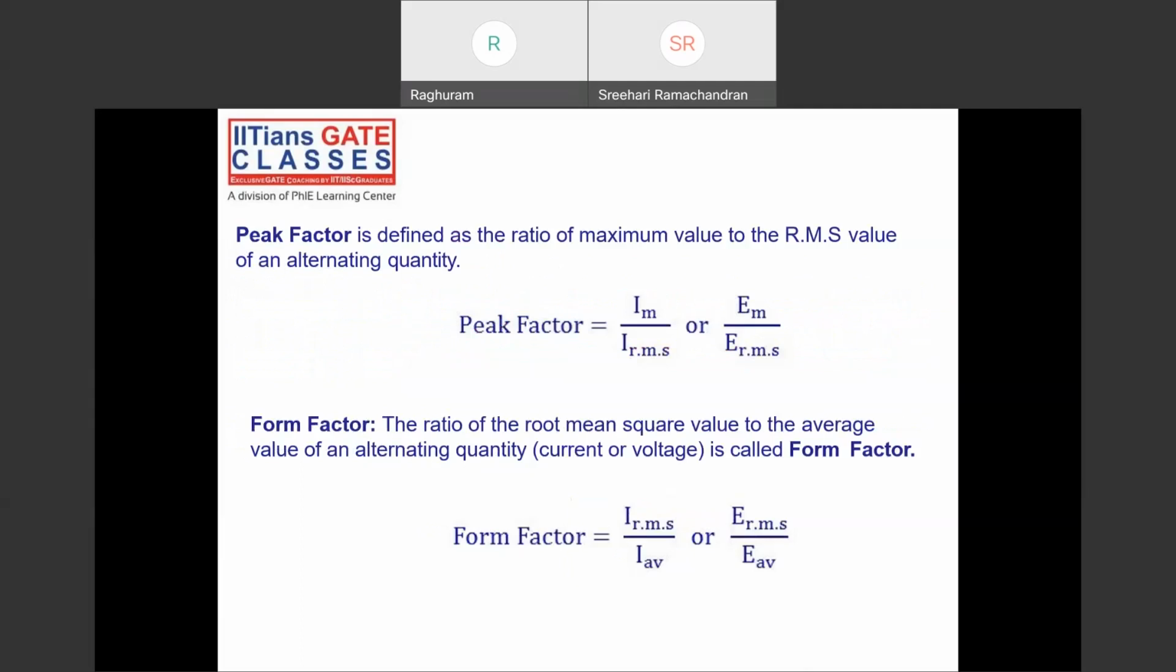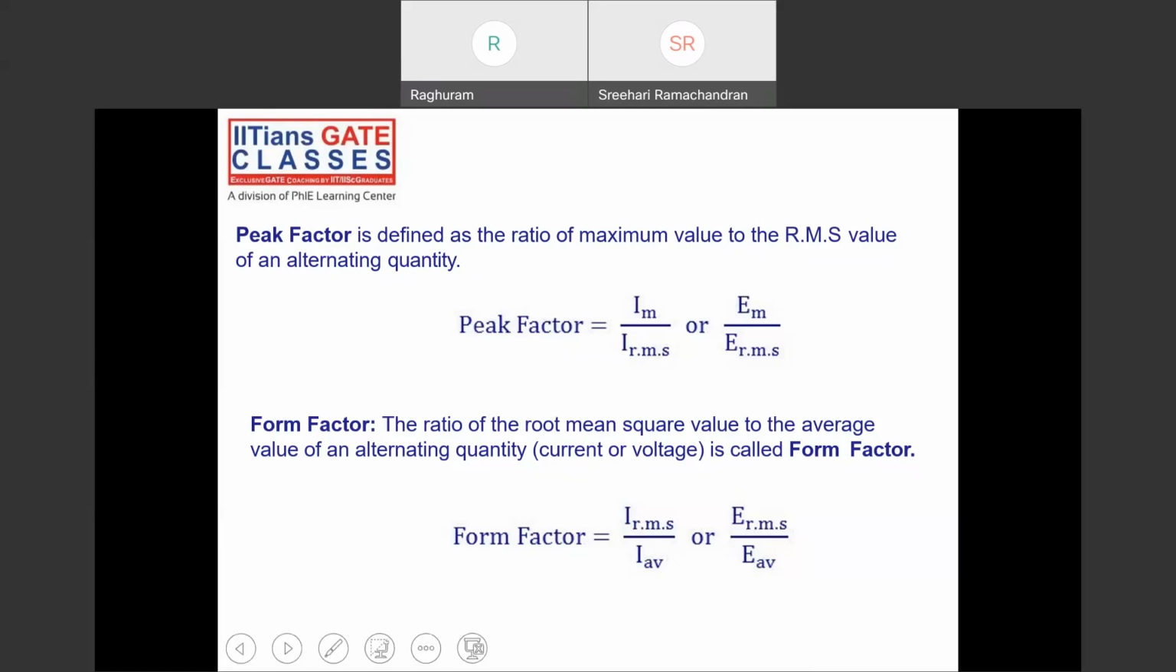Next, there are peak factor and form factor. Peak factor is defined as the ratio of maximum value to RMS value of an alternating quantity. Form factor, the ratio of root mean square value to the average value of an alternating quantity, is called form factor. RMS value by average value.